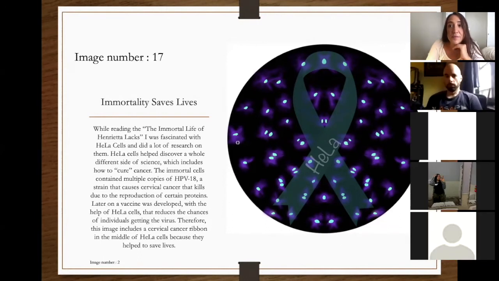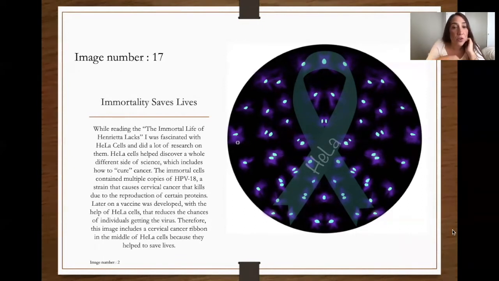while reading The Immortal Life of Henrietta Lacks, I was fascinated with HeLa cells and did a lot of research on them. HeLa cells helped discover a whole different side of science, which includes how to cure cancer. The immortal cells contained multiple copies of HPV-18, a strain that causes cervical cancer that kills due to the reproduction of certain proteins. Later on, a vaccine was developed with the help of HeLa cells that reduced the chances of individuals getting the virus. Therefore, this image includes a cervical cancer ribbon in the middle of HeLa cells because they helped to save lives.